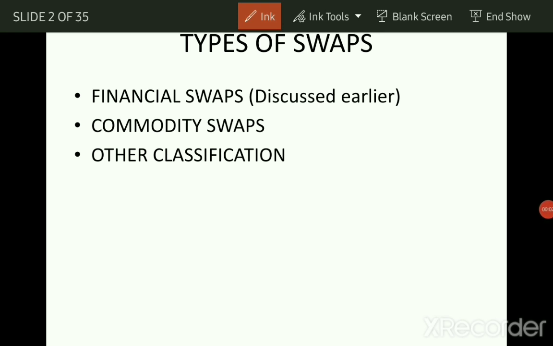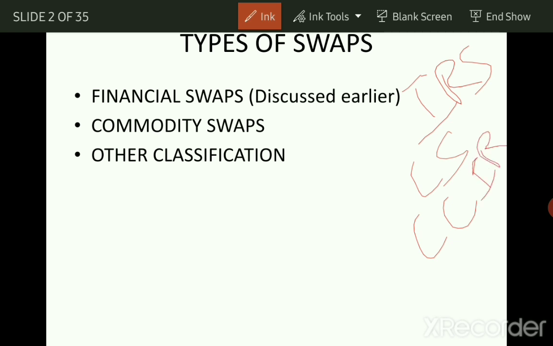Now we will see different types of swaps. Actually, we have to define swaps into three. One is financial swaps, that we have already seen. Mainly, there are three types of financial swaps. One is IRS, then we have currency swap, and then we have cross currency interest rate swaps.